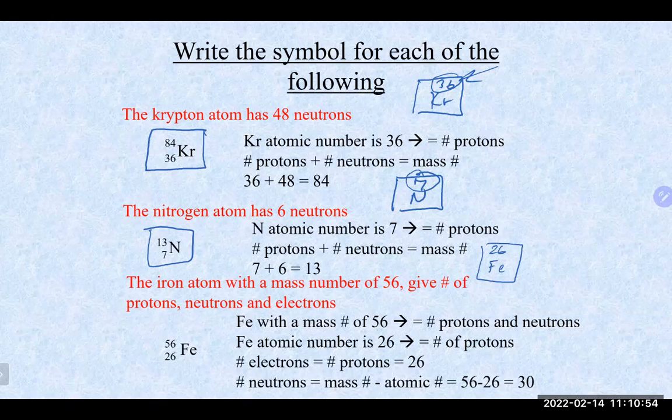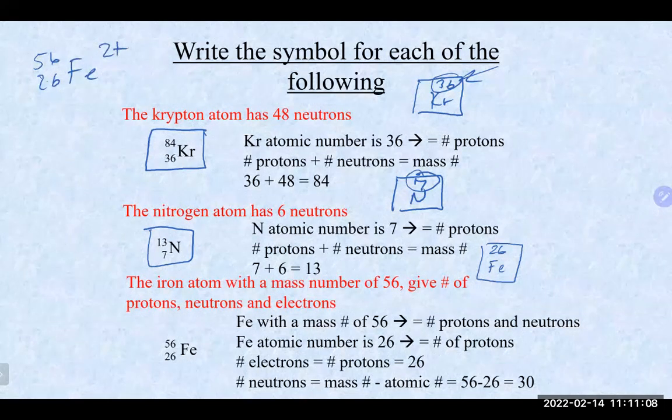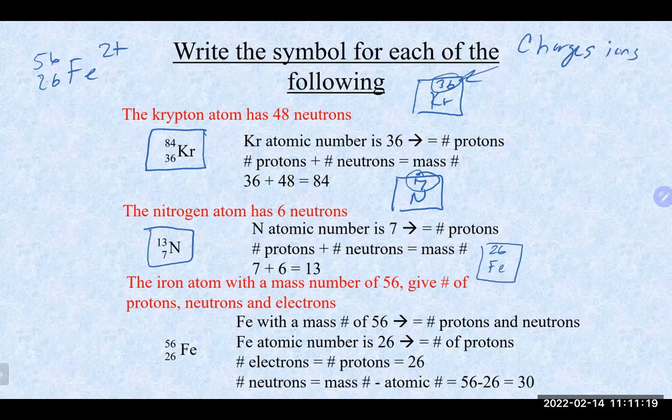All right. So what happens though if we did have something that had a charge? So let's say we'll just take our last one there, which is our 56, 26 iron. And let's say it had a +2 charge. So things that have charges are things that are known as ions. And there's really 2 types of ions. There are cations, which are positively charged, and there's anions, which are negatively charged. So in this particular case, this is a cation, is positively charged.